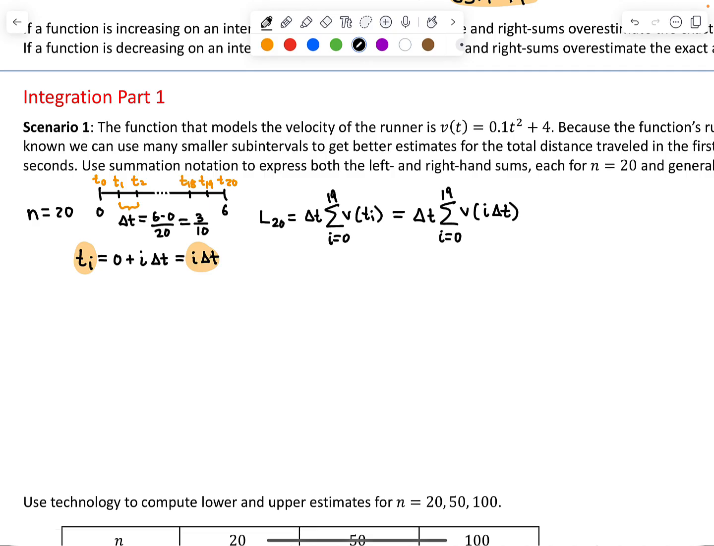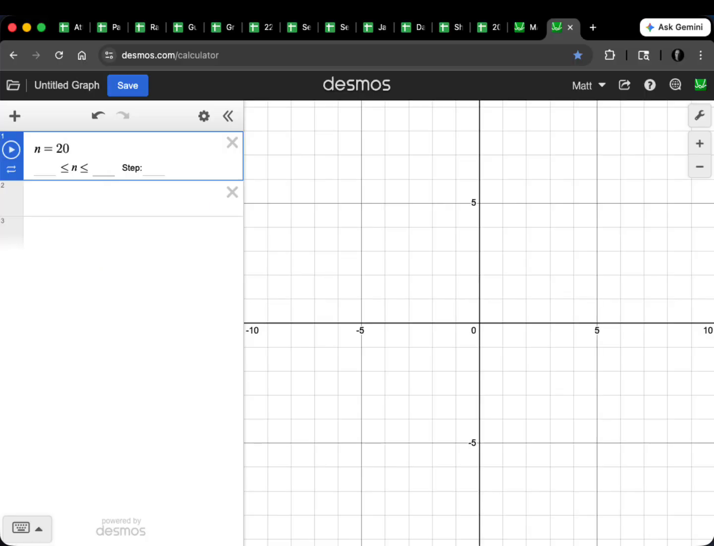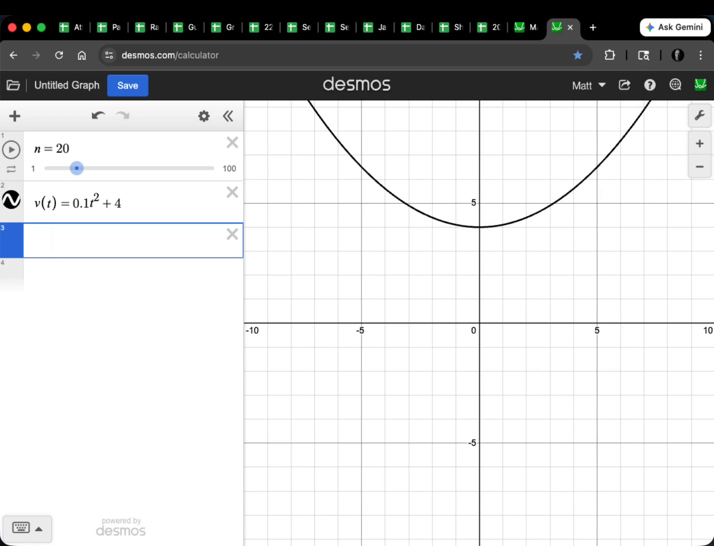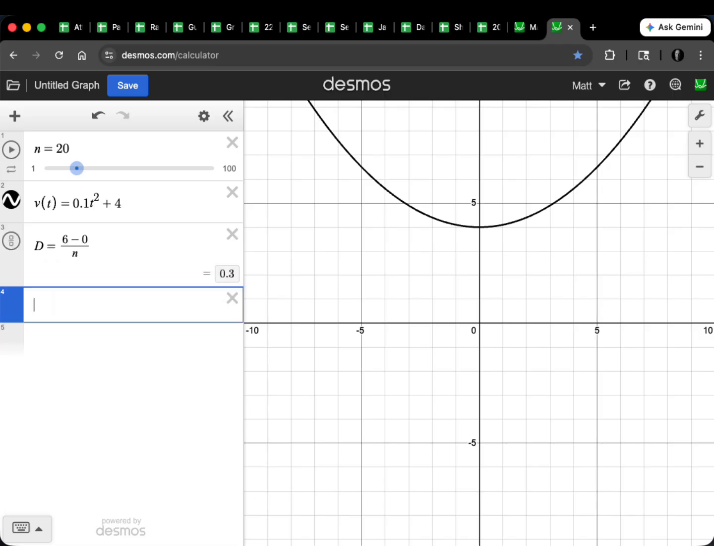Now for the rest, I'm going to use the calculator. I'm going to create a slider for n, type in n equals 20. I'll let it range from 1 to 100, step size 1. Let's type in our function, v of t equals 0.1 t squared plus 4. We want to calculate delta t, and it was equal to 6 minus 0, the width of the time interval, divided by the number of subintervals, which is n.